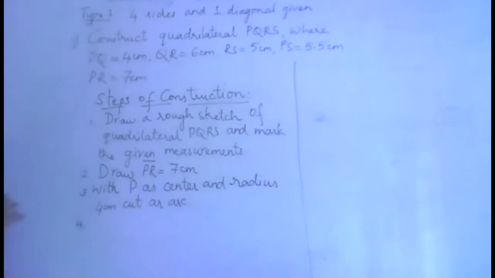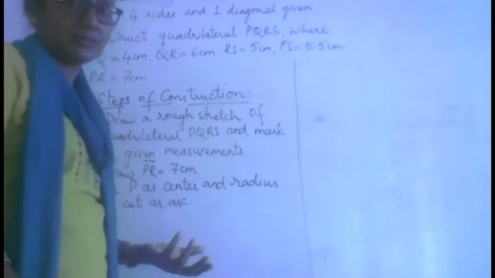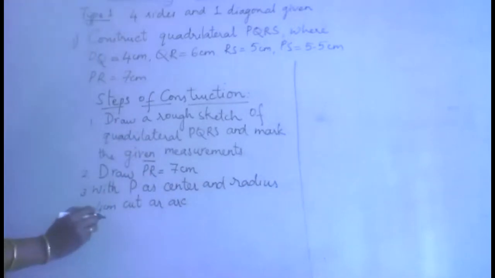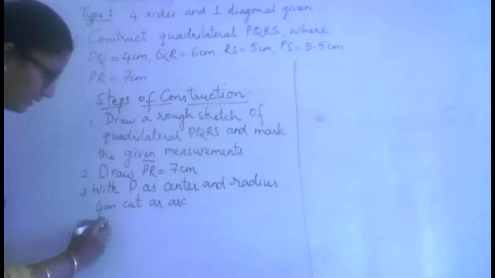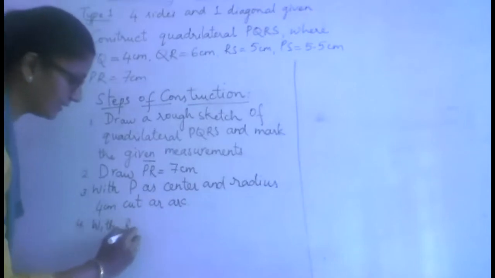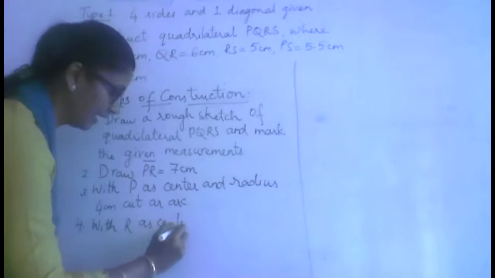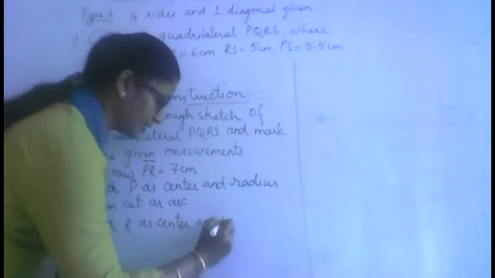Fourth point. Now it is easy to guess. What did you do with the compass? Where did you keep it? Ma'am, the arc. Draw an arc, you must tell what is the center. Ma'am, with R as center. Very good. With R as center and radius 6 centimeters, cut an arc.